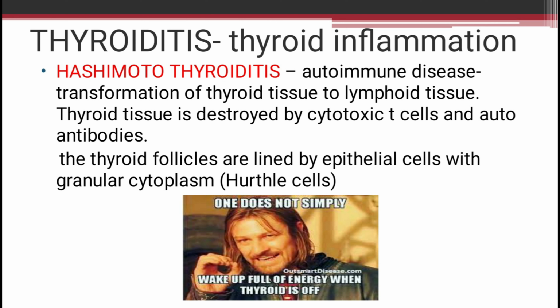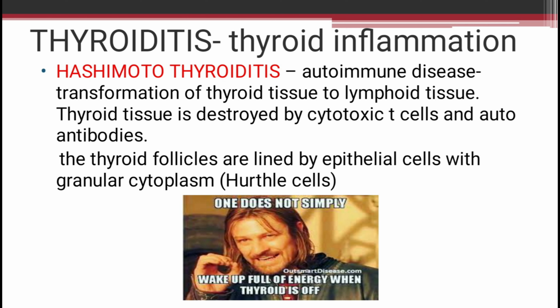Next is about thyroiditis, that is thyroid inflammation. There are some types of thyroiditis, and here we are going to see some. Hashimoto thyroiditis, which is an autoimmune disease that leads to destruction of the thyroid gland and progressive thyroid failure. So, there is a decrease in the production of thyroid hormone. The thyroid tissue is transformed into a lymphoid tissue in Hashimoto thyroiditis.